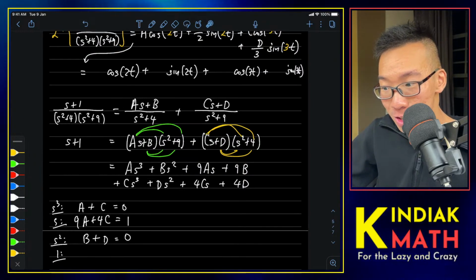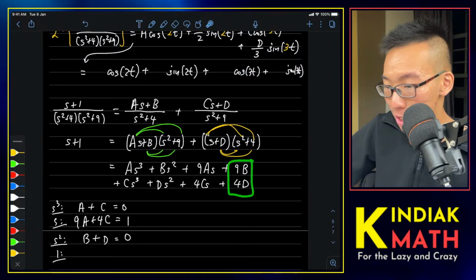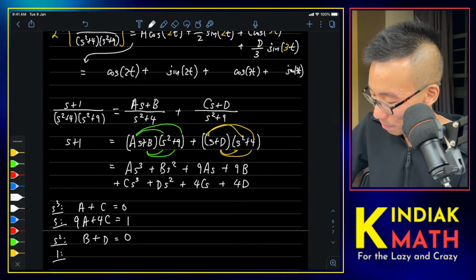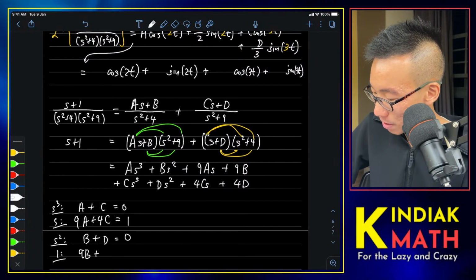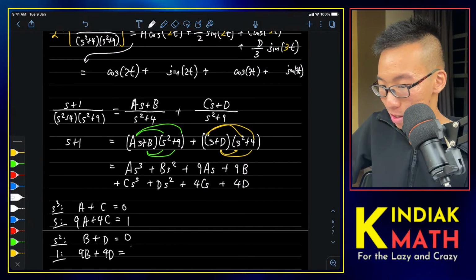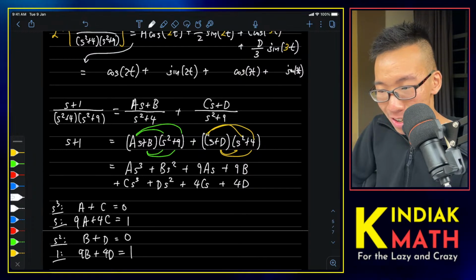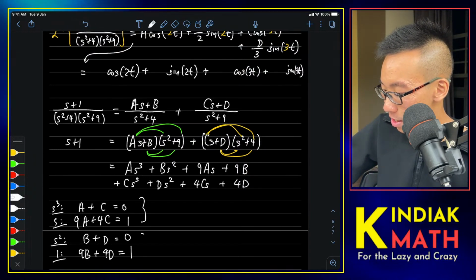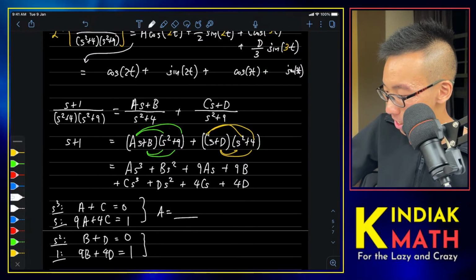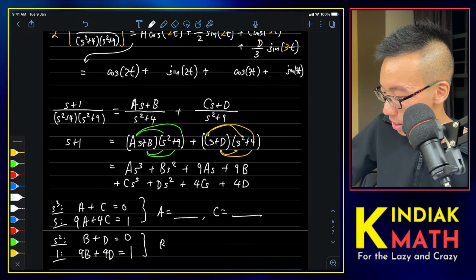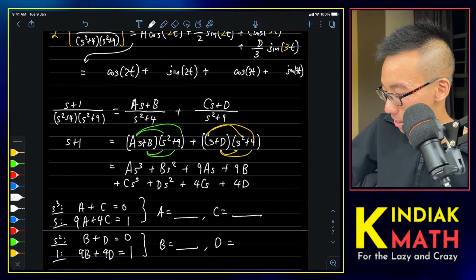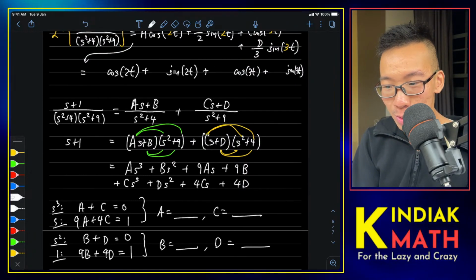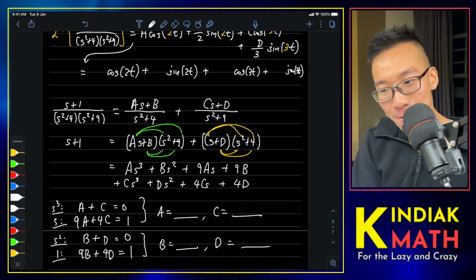And what about the constant terms? Well, the constant terms, 9b and 4d, they add up to 1. And so 9b plus 4d equals to 1. All that remains is to do a little bit of simultaneous equations to obtain a, c, b, and d. And I'm going to let you try to figure this out yourself.